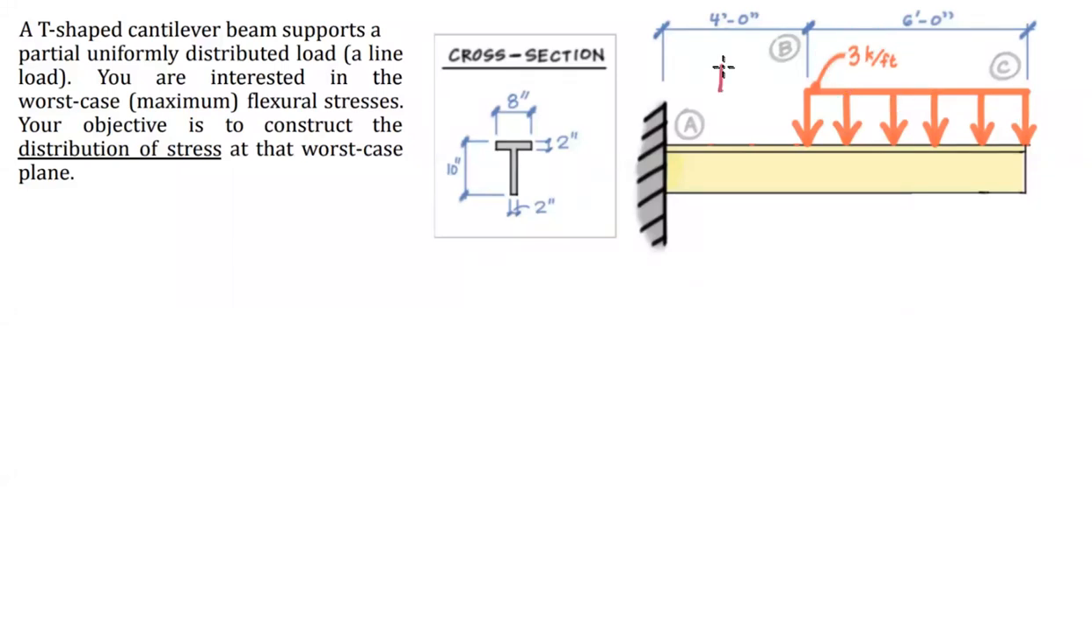Let's go ahead and pop a coordinate system on here. So we'll do X is the longitudinal axis and Y is the direction in which that load is pointing, or the negative Y to be precise. And we've got a cross section shown for us here.